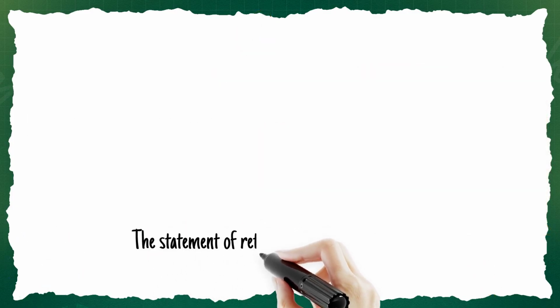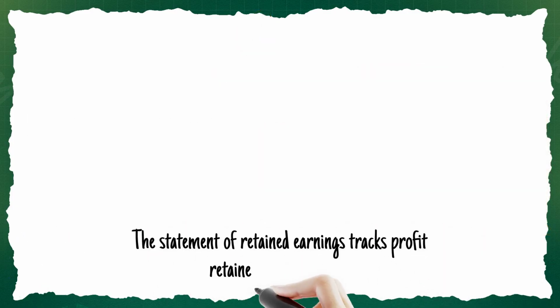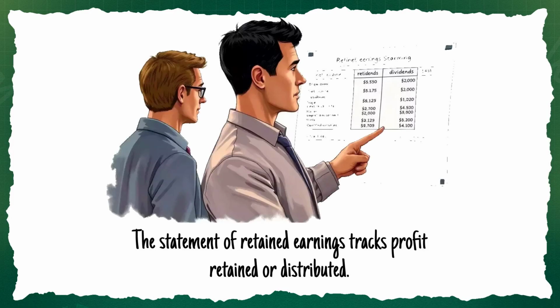Following this, we prepare the statement of retained earnings. This document adjusts the company's retained earnings for items such as net income and dividends, showing how much profit was retained versus distributed to shareholders.